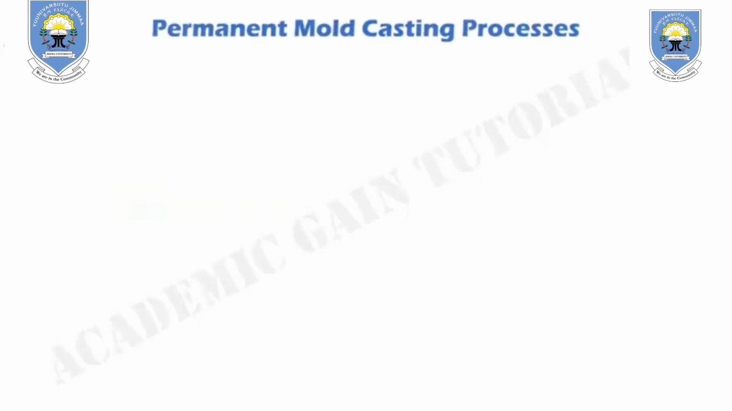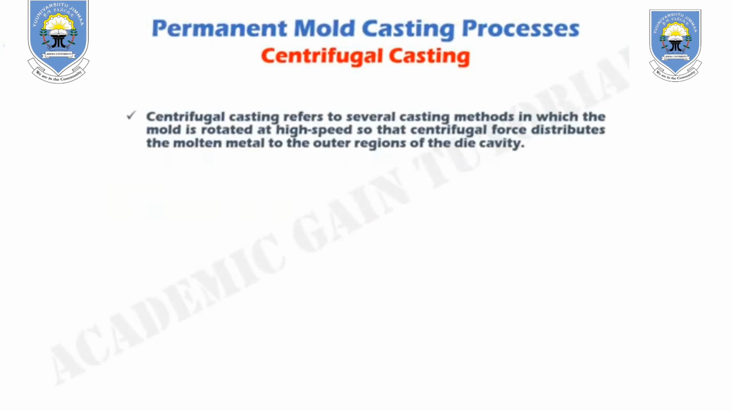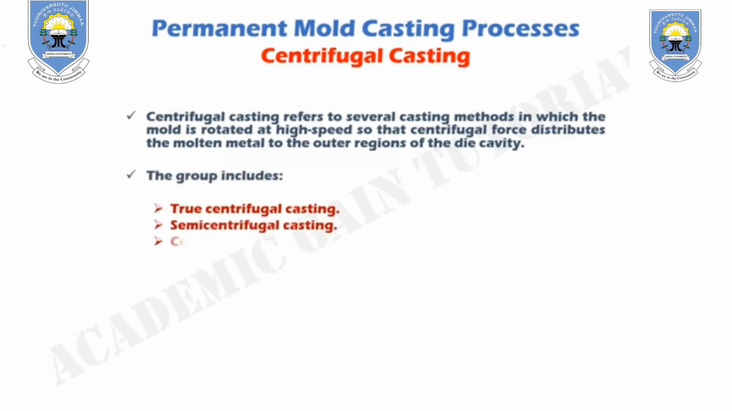So, into the topic. Centrifugal casting refers to several casting methods in which the mold is rotated at high speed so that centrifugal force distributes the molten metal to the outer regions of the die cavity. The group includes true centrifugal casting, semi-centrifugal casting, and centrifuge casting.